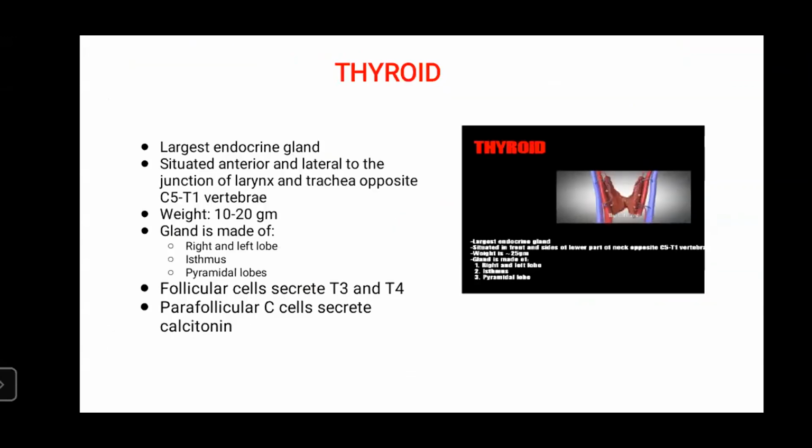Yes, sir. Good morning, respected faculties. My topic is surgical anatomy of thyroid. Thyroid is the largest endocrine gland situated anterior and lateral to the junction of larynx and trachea, opposite C5 to T1 vertebra. It weighs around 10 to 20 grams. The gland is made of right and left lobes, which are joined by the isthmus, and there is a pyramidal lobe present in around 30% of individuals. The gland secretes T3 and T4 from follicular cells and calcitonin from parafollicular cells.